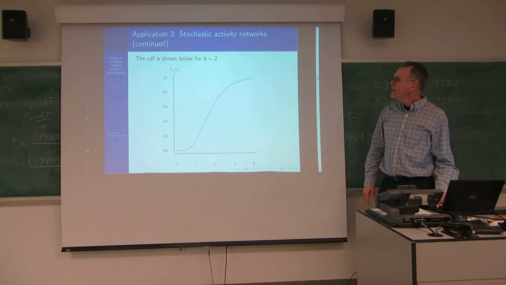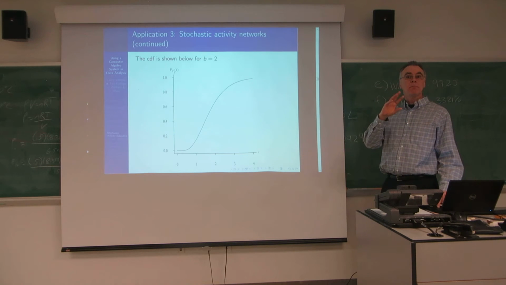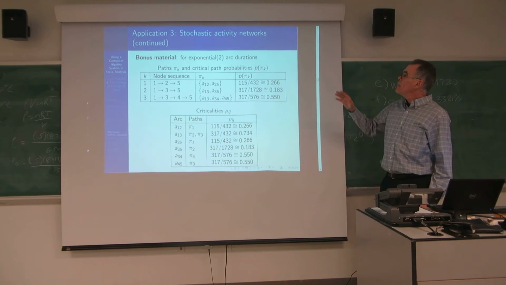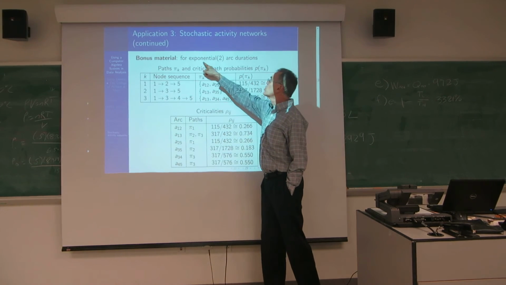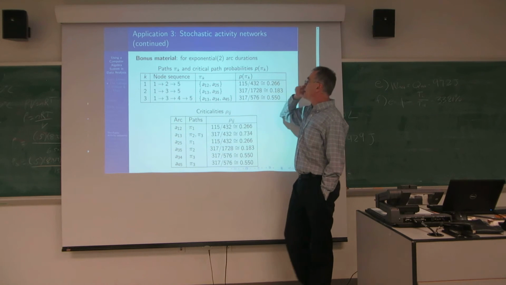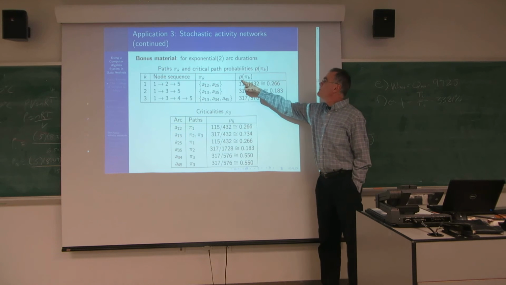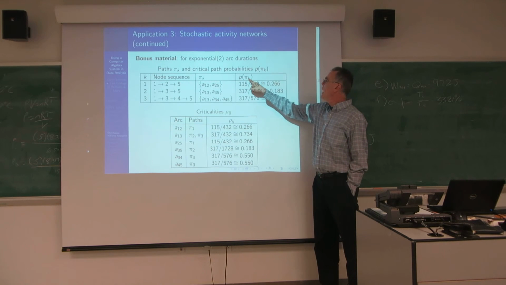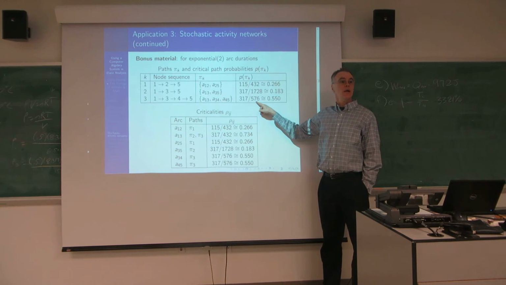Okay? And there's a picture of it for b equals 2. That's how long it takes to complete the network. But it turns out that's easy, the series parallel networks. The bonus material that you get for Jeff loving recursive programming, if you assume exponential 2 arc durations, we're going to actually put a number in there, it turns out you can figure out this P of pi k, you're actually figuring out exactly what is known as the critical path.